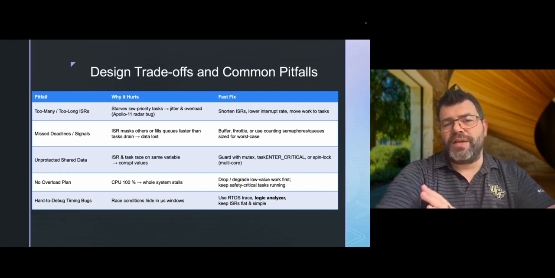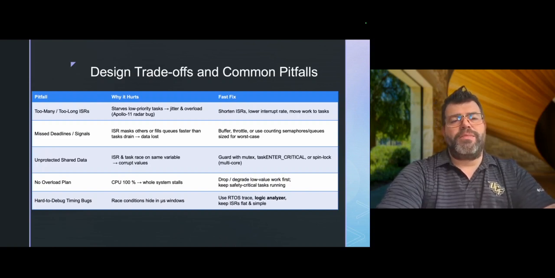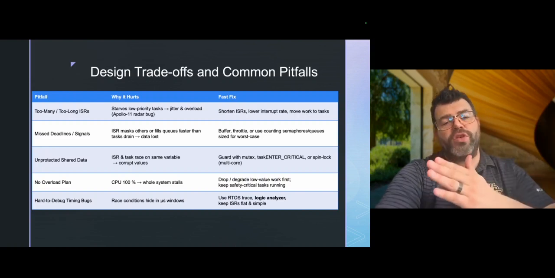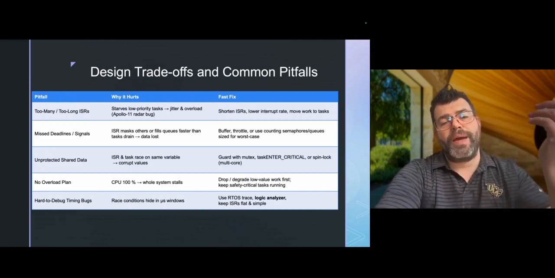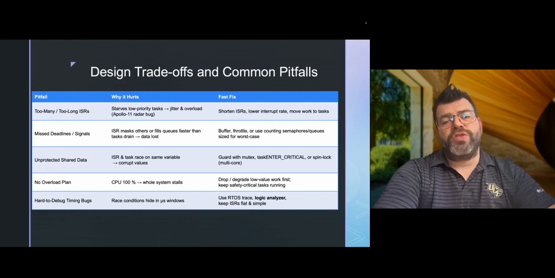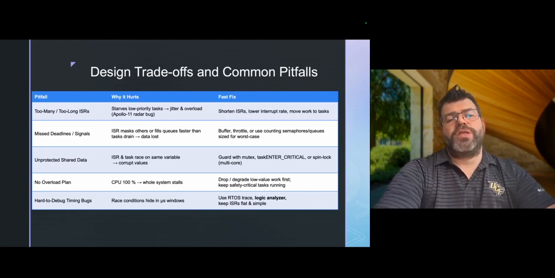Again, throttling comes down to timing. You might need to slow down how much you're filling your queue, or you need to speed up how quickly you're processing your data. You could also use semaphores, queues that are sized for the worst case. Again, more on that in the coming weeks.